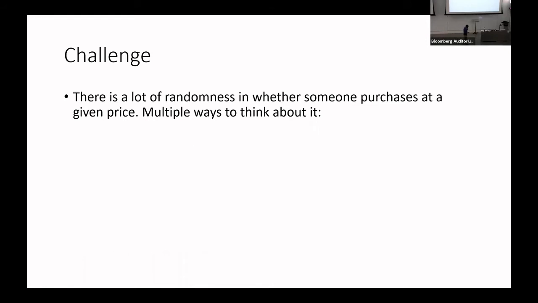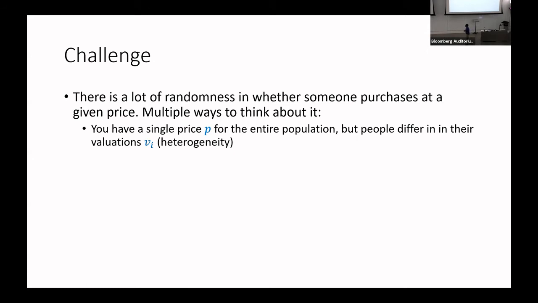So what's the challenge? We've been talking about it so far: there's a lot of randomness in whether someone purchases at a given price. And there are two high-level ways to think about this randomness. The first one is that you have a single price P for the entire population, and people differ in how much they value the item. Maybe someone has a valuation of 20, another person has a valuation of 5. If a random person shows up today, their valuation can either be 20 or 5, and there's randomness in that. I have to post the same price for either the 20 or the 5, and there's randomness in who shows up.